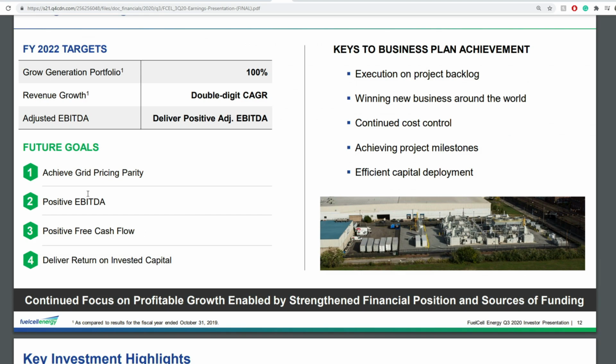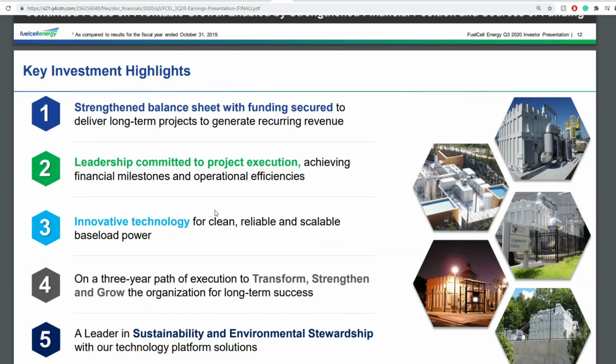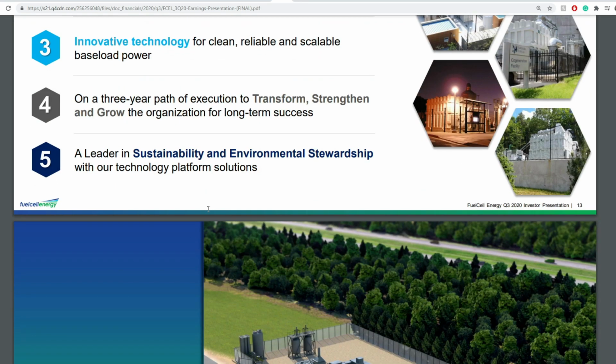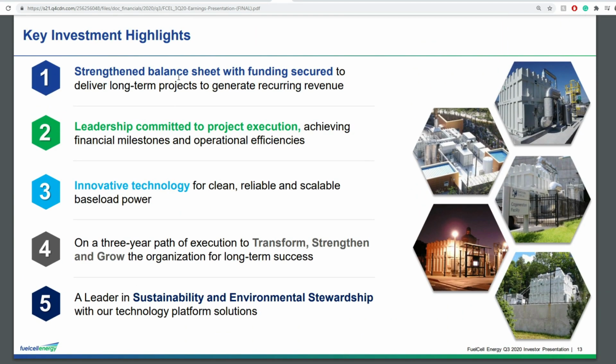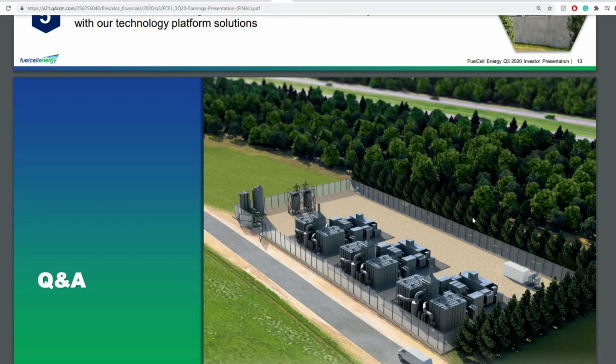So future goals is achieve grid pricing parity, positive EBITDA, positive free cash flow and deliver return on invested capital. So all in all, that does look quite positive in terms of their business goals. Now we can move on to key investment highlights. Actually, we did go through that in the start.